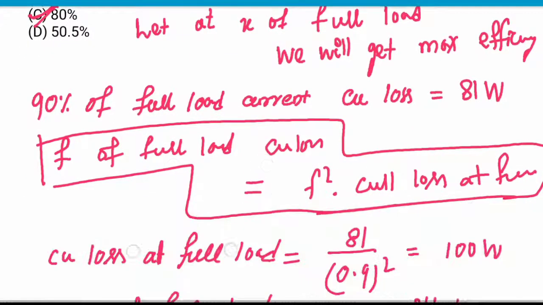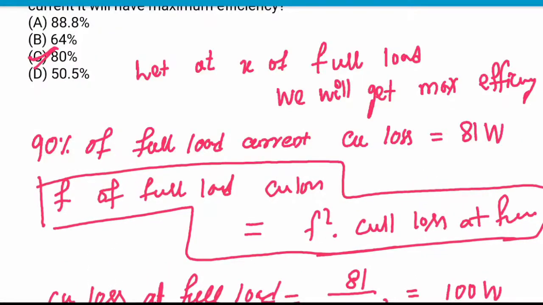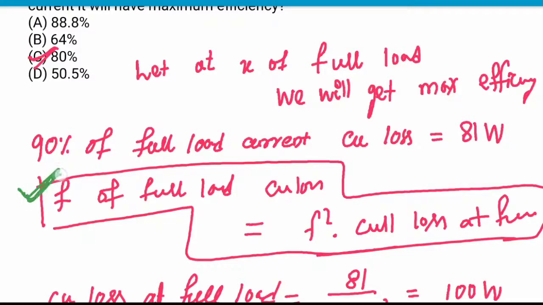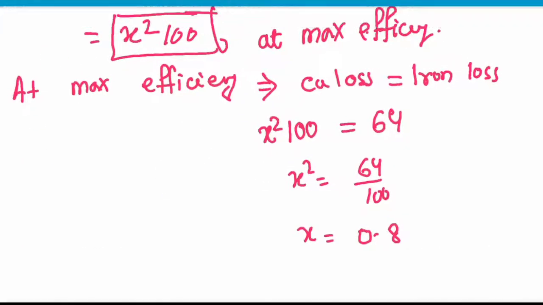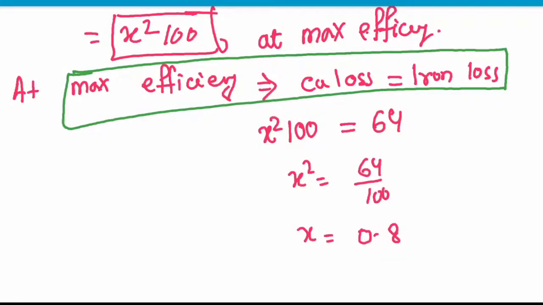So what are the main things to be remembered from this question? First thing is, for fraction f of full load, the copper loss will be equal to f square into the full load copper loss. And another thing is, at maximum efficiency, variable loss is equal to the constant loss, that is iron loss is equal to copper loss. These two things are to be remembered from this question.